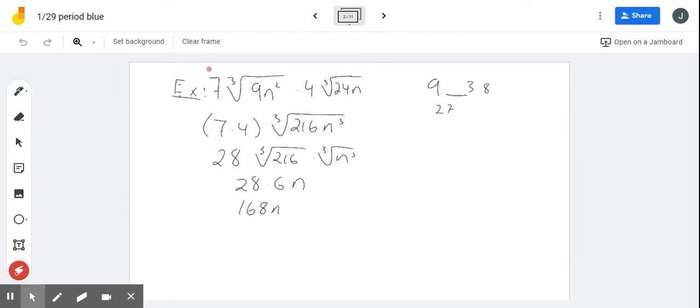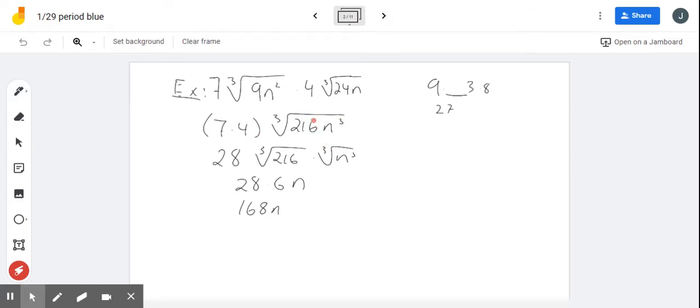So like I said before, the 7 out front is rational, while the 9n squared is irrational since it's under the radical. The 4 outside is rational, but the 24n underneath the cube root radical is irrational. So rational times rational, 7 times 4 is going to give me a coefficient of the radical of 28. And then the 9 times 24 can give me 216. N to the second times n to the first is going to give me n cubed.